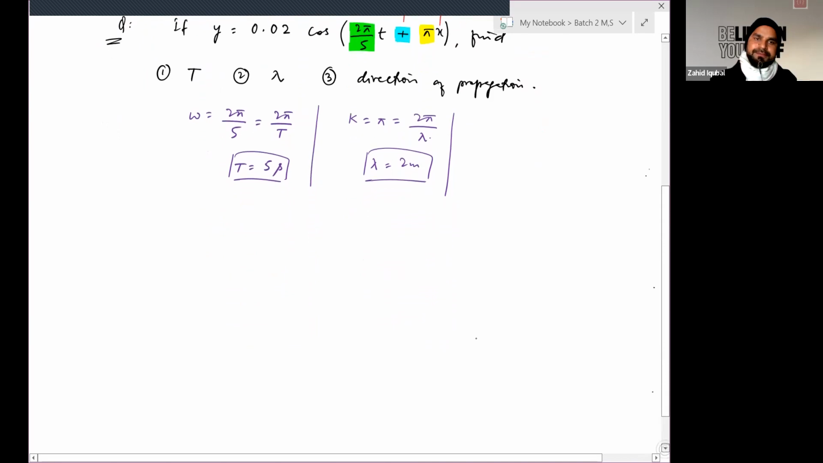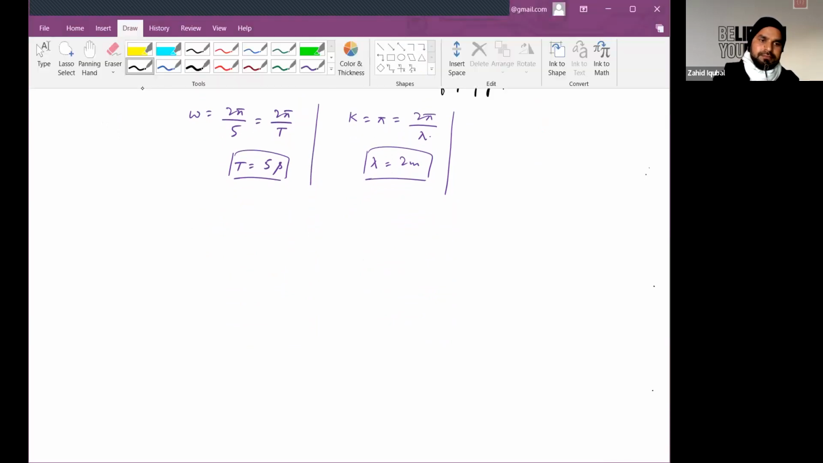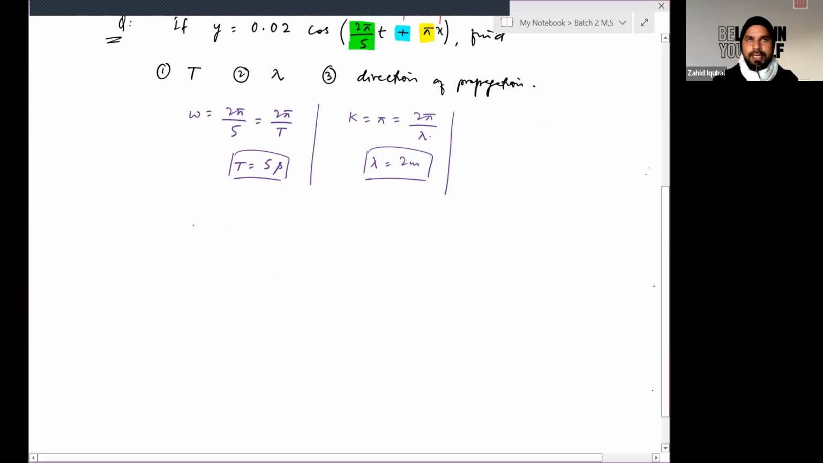Now, from this part, next we have to define, since y is the displacement of the particle. So, if you have to calculate the velocity of the particle and the acceleration of the particle, next is velocity and acceleration of a particle in a wave.